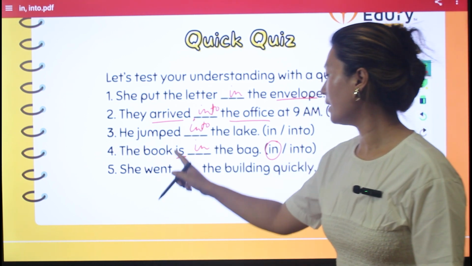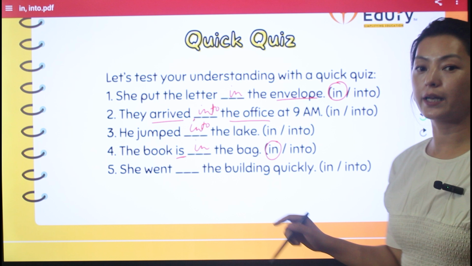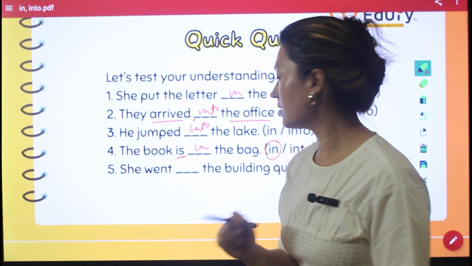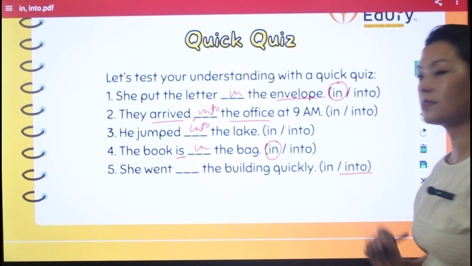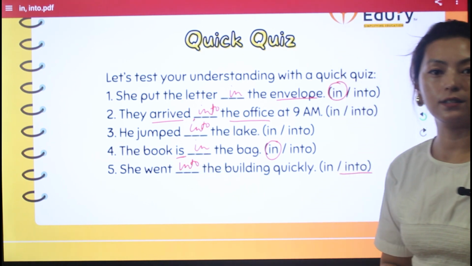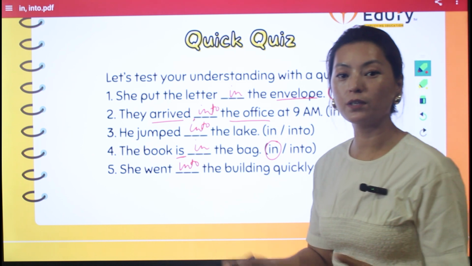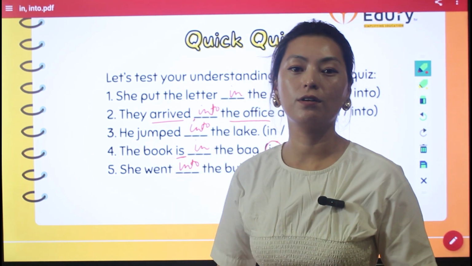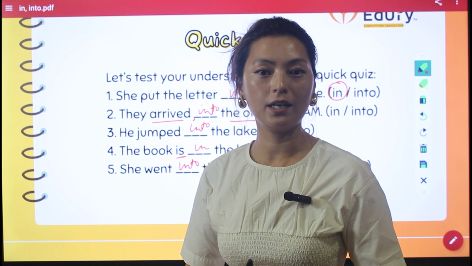Next one: she went dash the building quickly. So we also see a movement suggested here in the sentence. So what should be the answer? "Into." She went into the building, suggesting movement from one place to another. If you have gotten all of this correct, then you are very clear about the concept of "in" and "into."